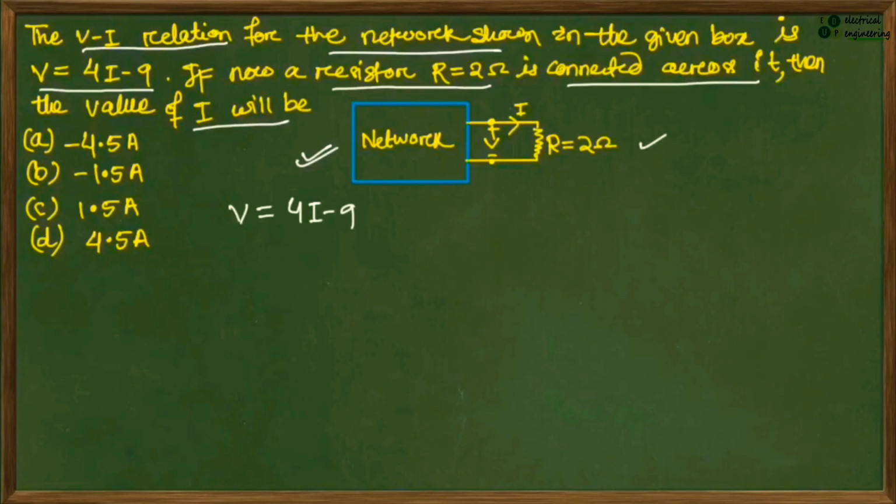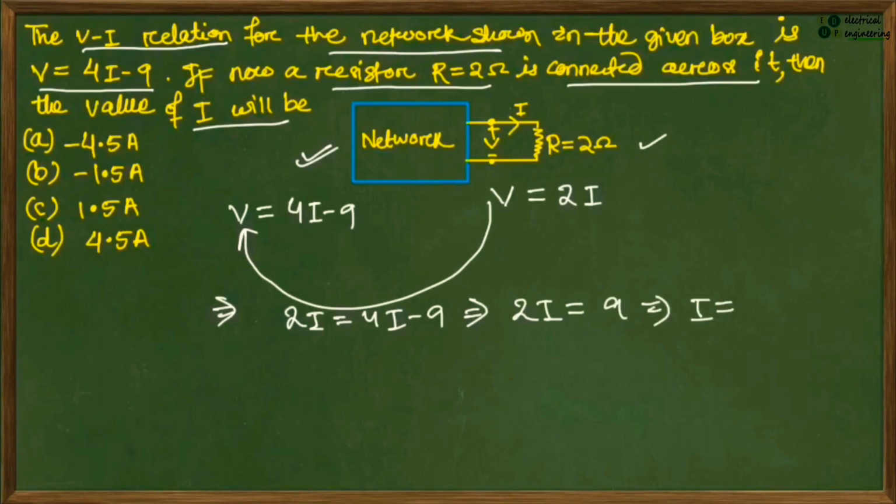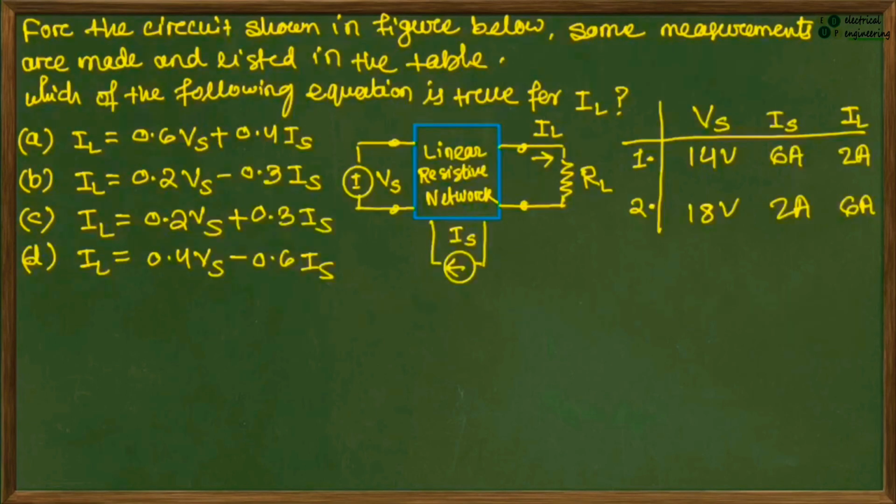So by using Ohm's law we can write the total voltage equal to the resistance into its current. So this is 2 into I. Now using this voltage in this equation, we can write 2I equal to 4I minus 9. By solving this, 2I equal to 9, which implies that I equal to 9 by 2 equal to 4.5 ampere. So the current flowing through this 2 ohm resistance is 4.5 ampere. So option D is the right answer. Now let's move on to the next question.